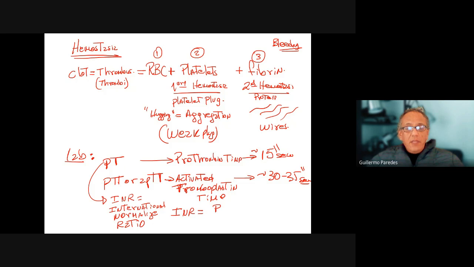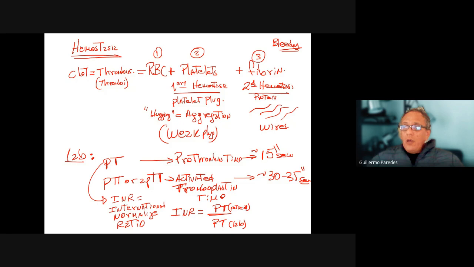INR, we have the PT over PT. The PT on the top is the laboratory test result for the patient, and the PT on the bottom is from the laboratory standard. So you compare the PT of the patient with the PT of the laboratory.